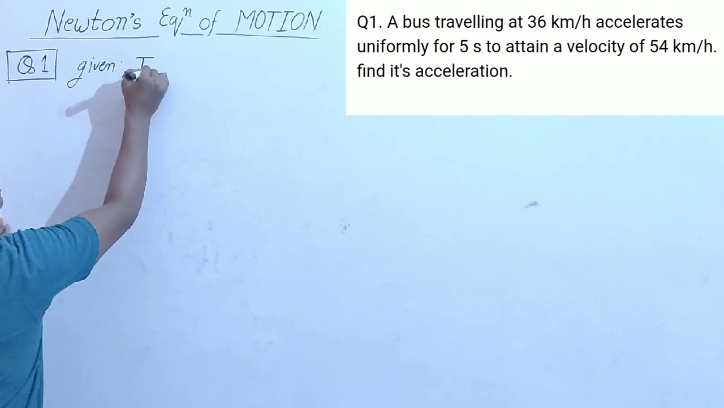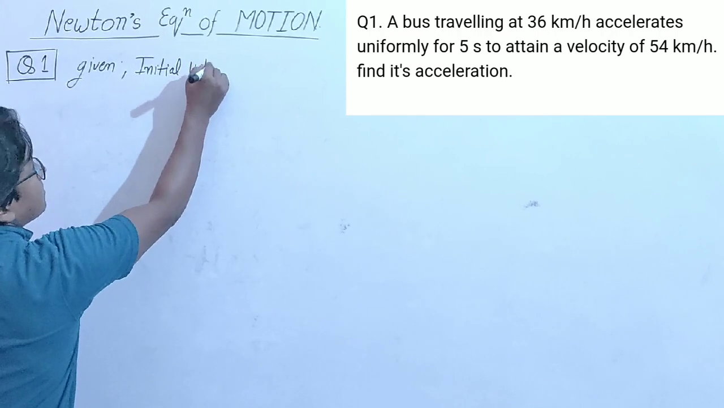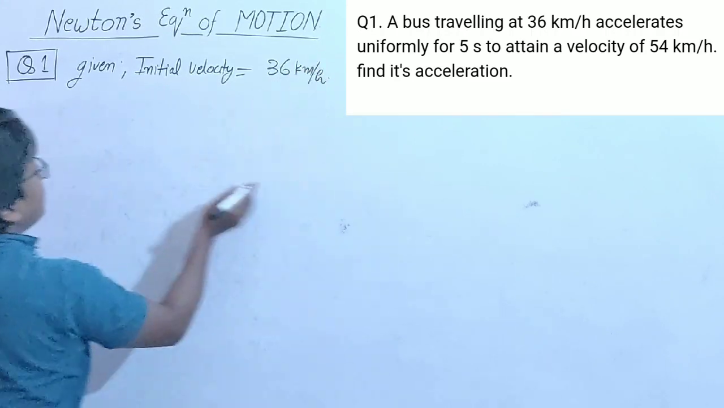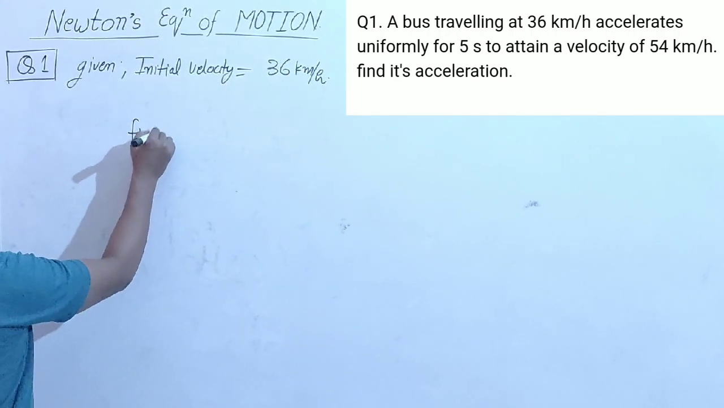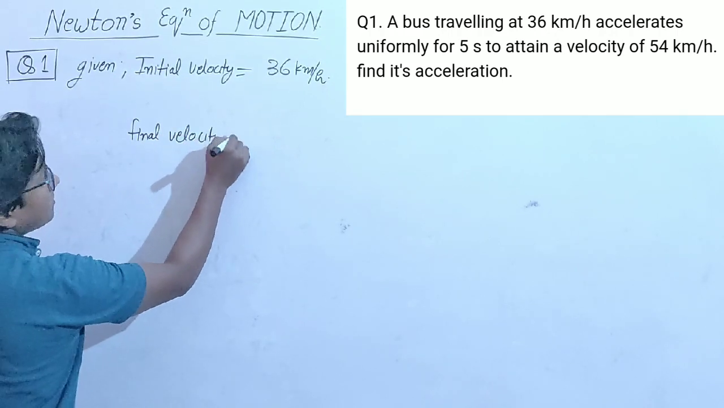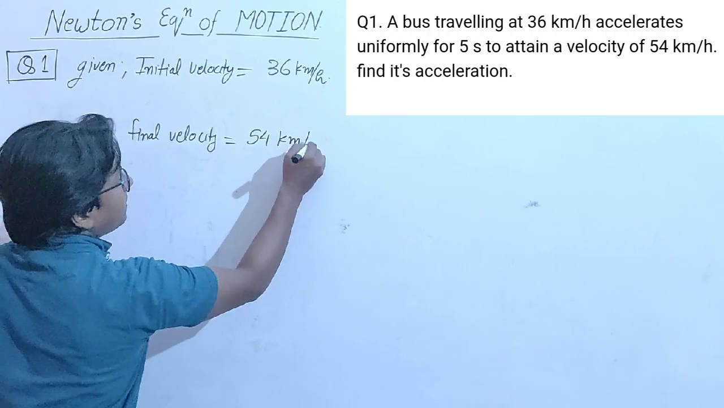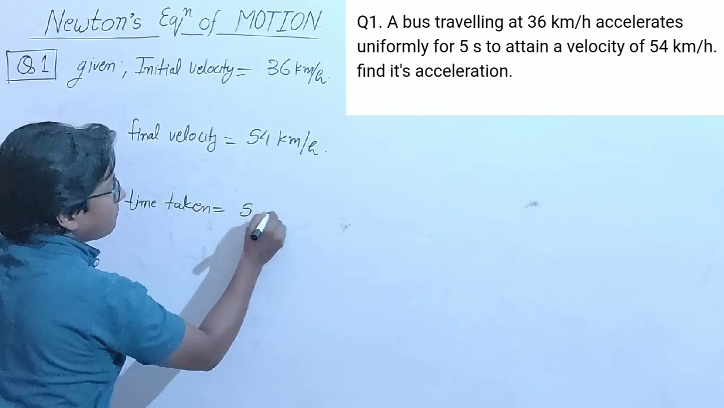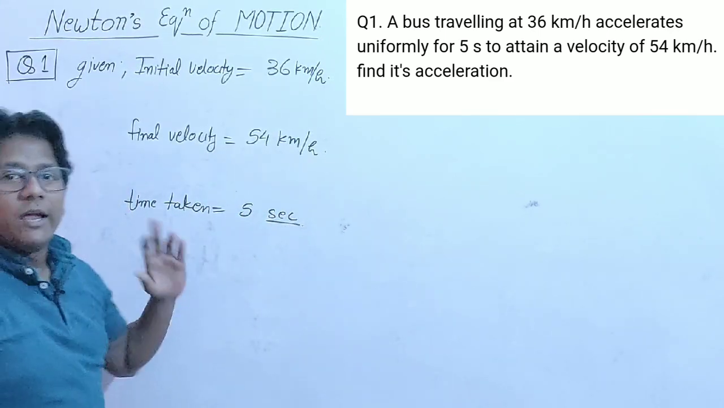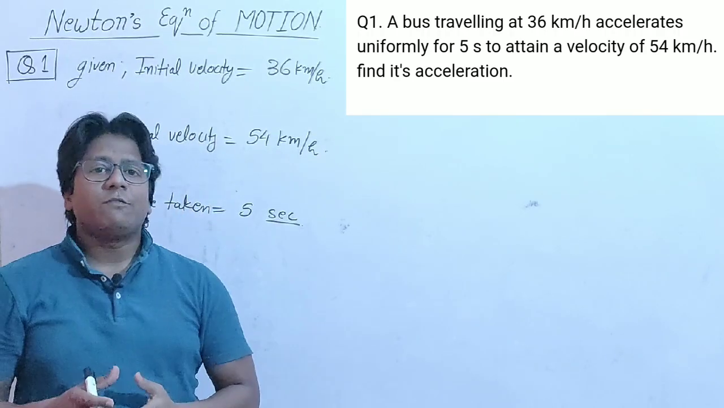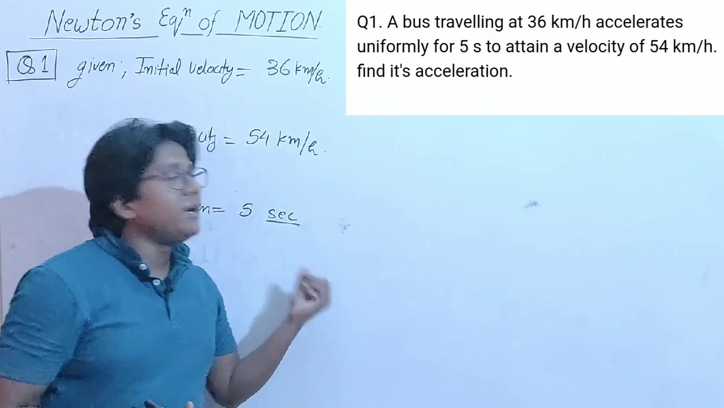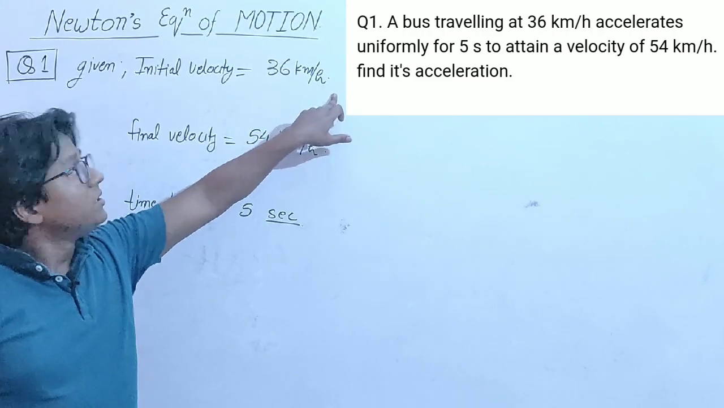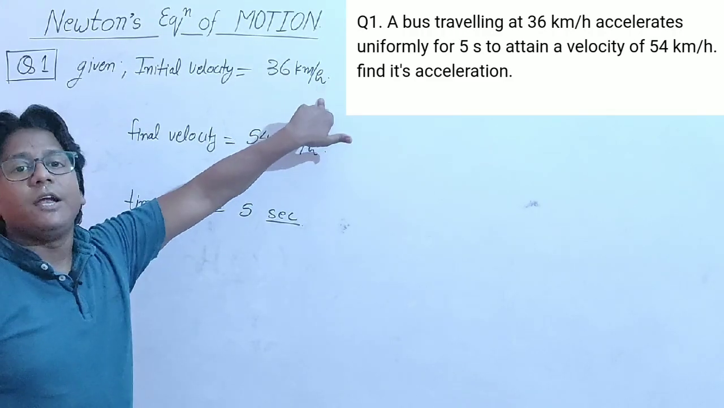So first of all, write the given values. Given is initial velocity, that is 36 km per hour, and the final velocity, that is 54 km per hour, and time taken, 5 seconds. Dear students, in previous classes we have discussed that when we have to take the answer in MKS unit, means standard SI units, 36 km per hour is not an MKS unit. So we have to change this kilometer per hour into meter per second.